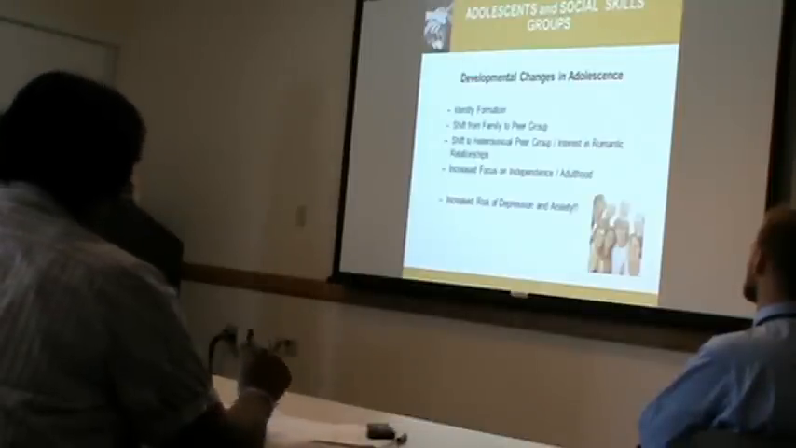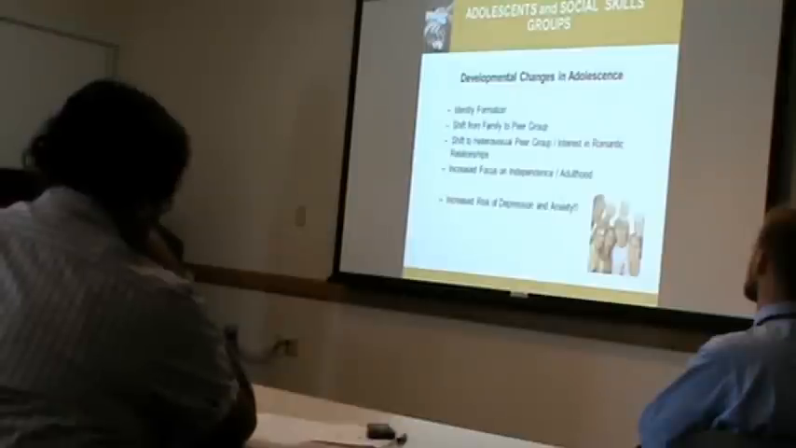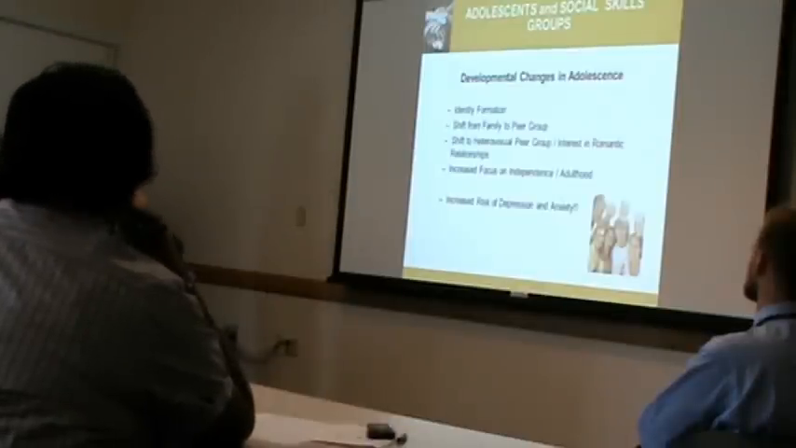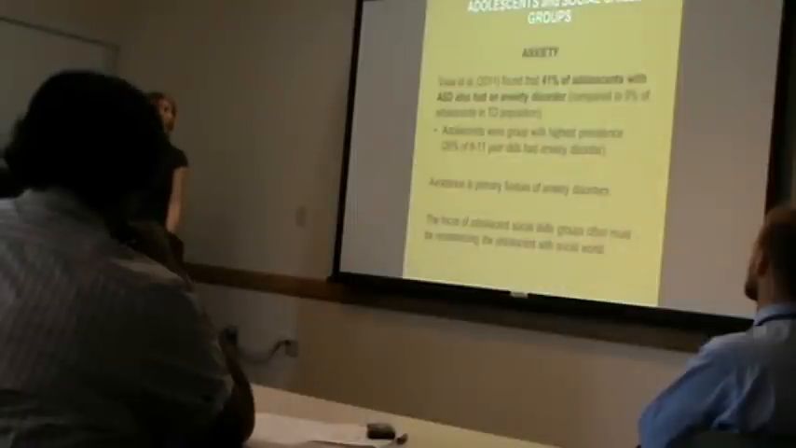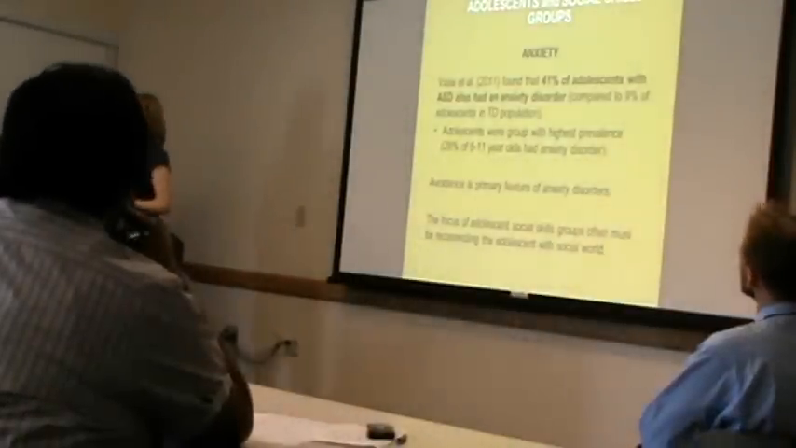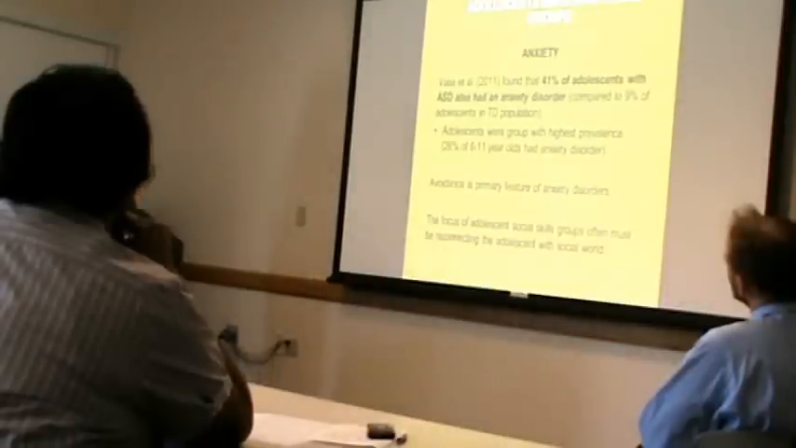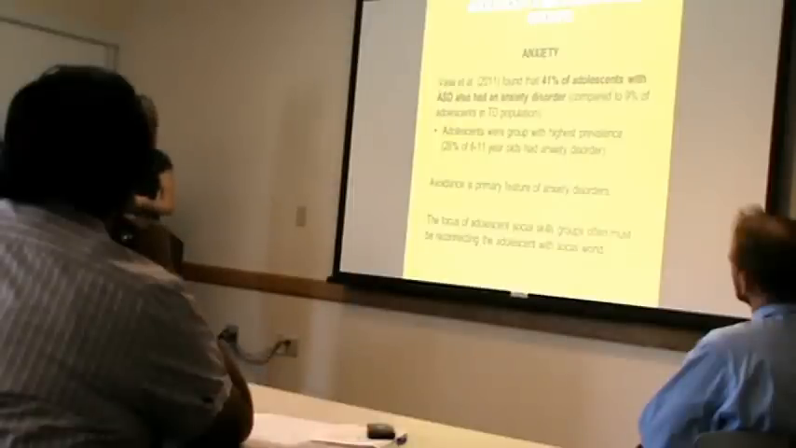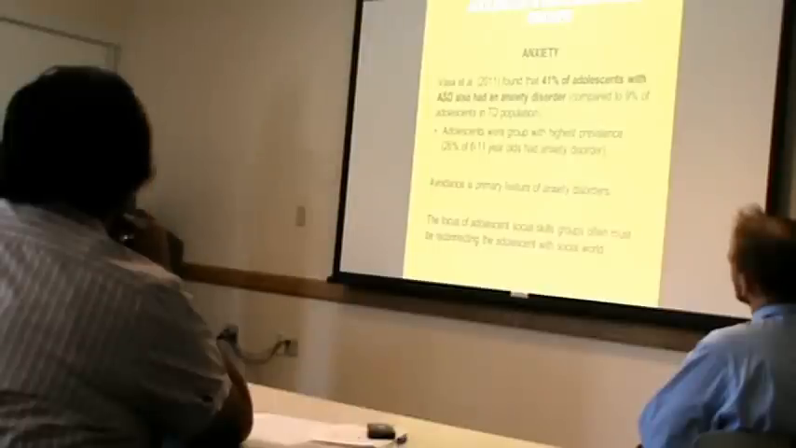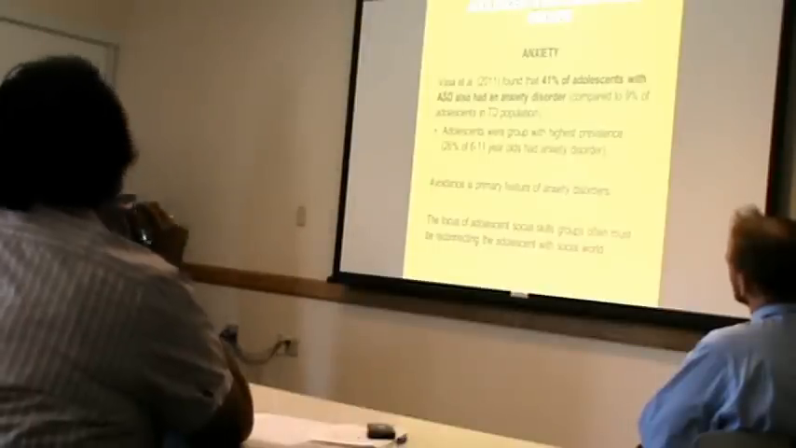The other big thing to think about is that during adolescence, there is a much higher risk of things like depression and anxiety. In fact, we are learning that anxiety is a very, very major component for kids with autism spectrum disorders. There was a recent study done by Vasa et al. It actually was largely here at our center. And it was looking at a really large group of individuals with autism spectrum disorders.